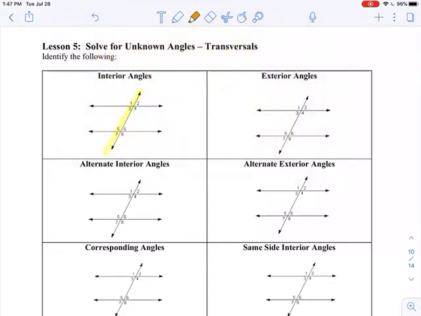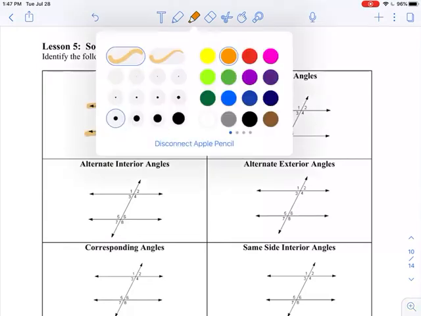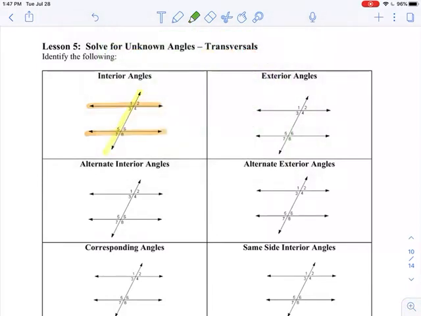So in this first problem, we're just going to talk about the different kinds of angles, and then we'll try and solve some problems. So in the first one, I'm talking about interior angles. So basically, if these are my parallel lines, the orange ones, and the yellow is my transversal, the interior angles are the angles between the parallel lines. So 3, 4, 5, and 6 are my interior angles. They're smushed between the two parallel lines.